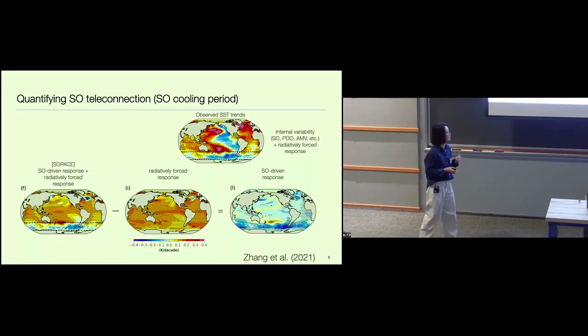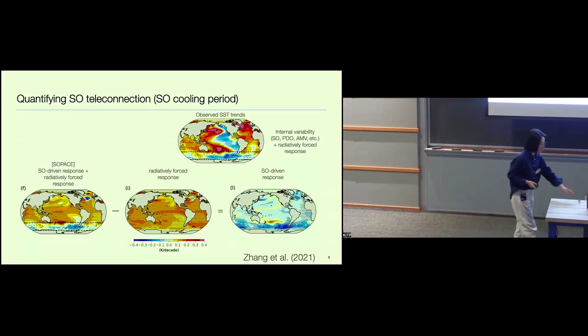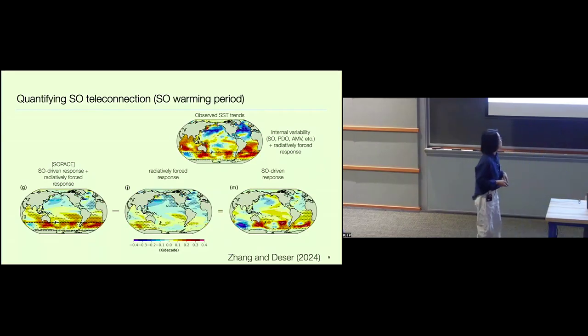So the stippling shows significant regions. Even after having 20 ensemble members, this is not able to give us a significant response in the tropical eastern Pacific. I also want to mention that in the Atlantic, we actually see a more significant cooling, especially in the South Atlantic. And later in the talk, I really want to emphasize the difference in response in the two ocean basins.